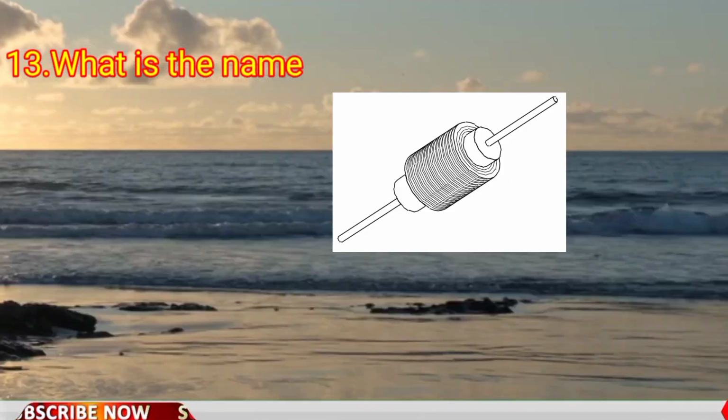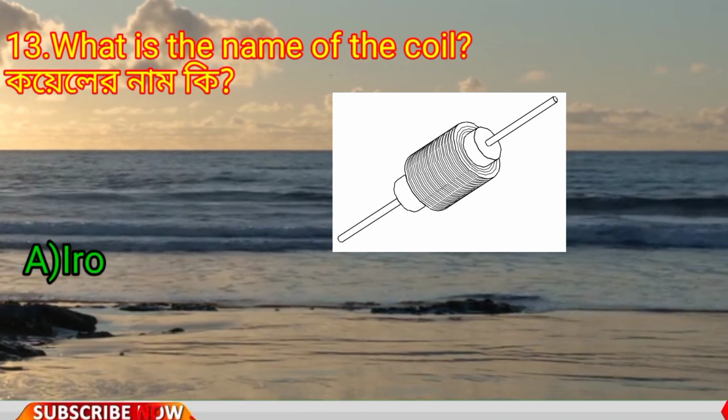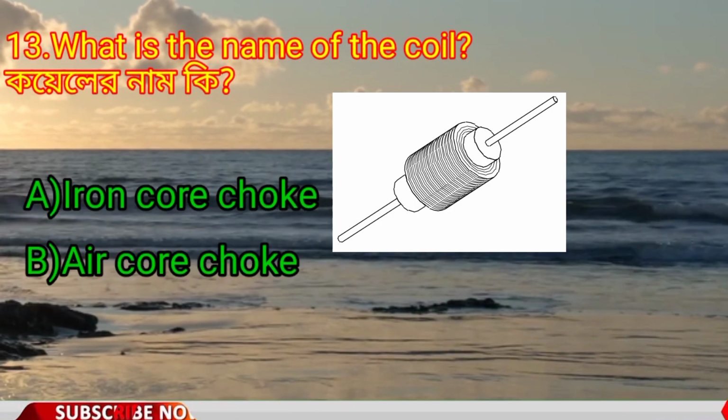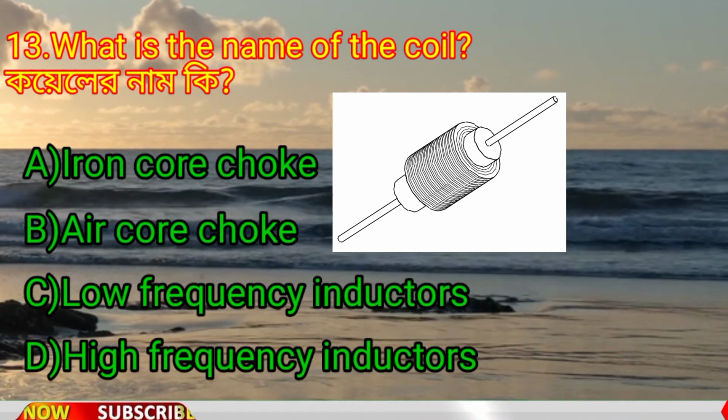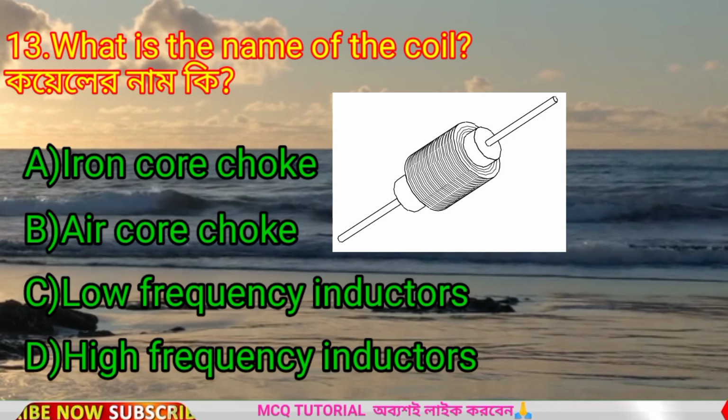What is the name of the coil? Option A, iron core choke. Option B, air core choke. Option C, low frequency inductors. Option D, high frequency inductors.